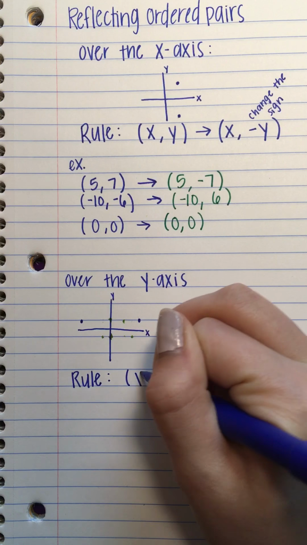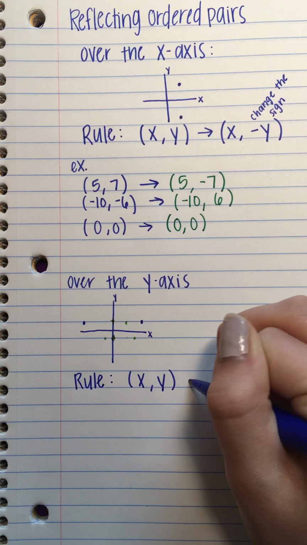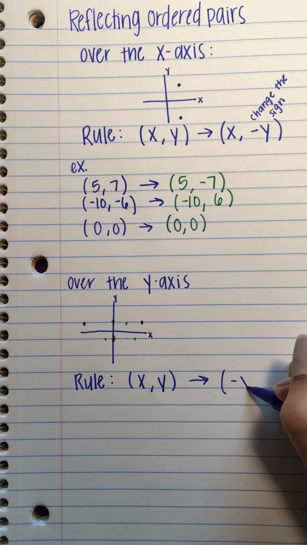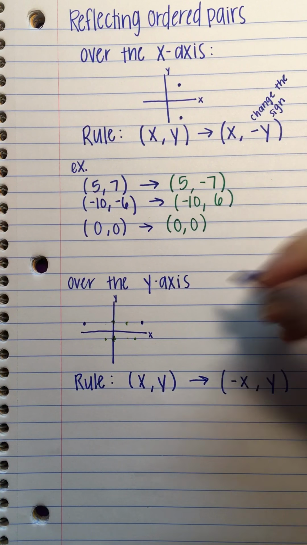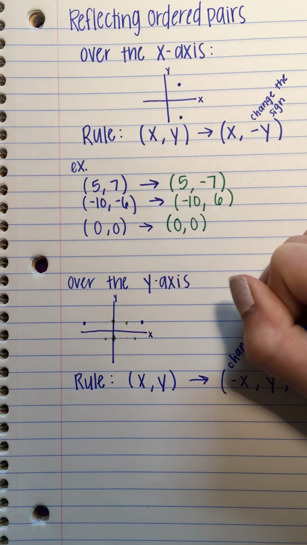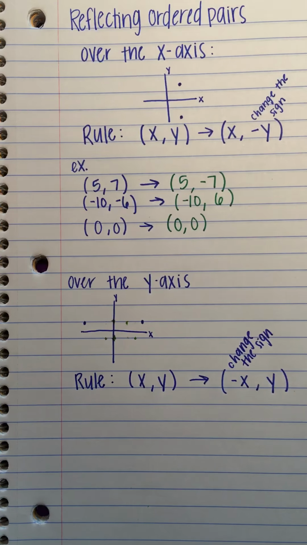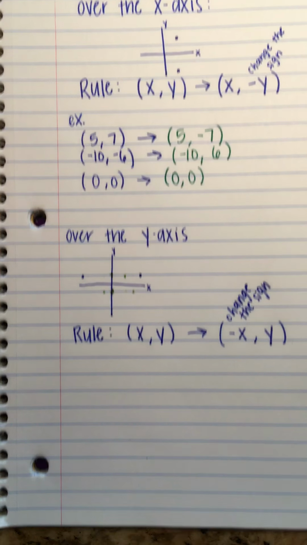So whatever ordered pair you start with. Notice when we were reflecting over the x-axis, we kept our x. So when we reflect over the y-axis, we're gonna keep our y. So that means we're going to change the sign on x and keep our y.